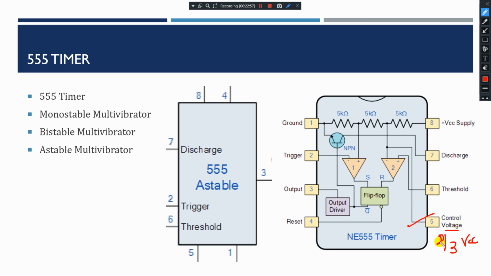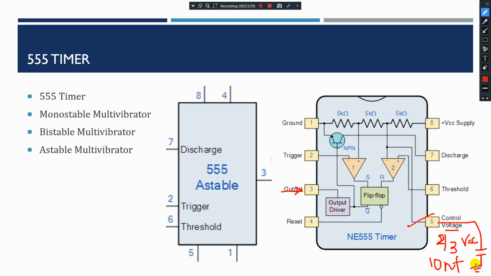If the voltage is 2/3 of VCC, there is a trigger. By varying the voltage on this pin, the width of the output signal at pin number 3 can be varied independently with respect to the R and C timing network. If you are not using it, you can directly connect this pin through a capacitor to ground to eliminate noise. That is called a 10 nanofarad capacitor.